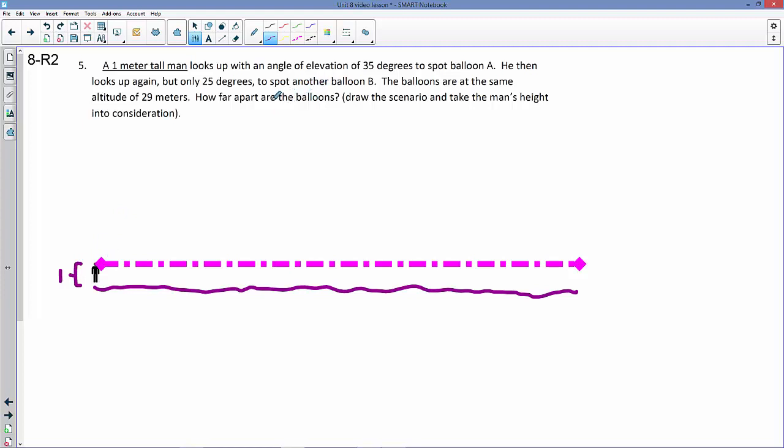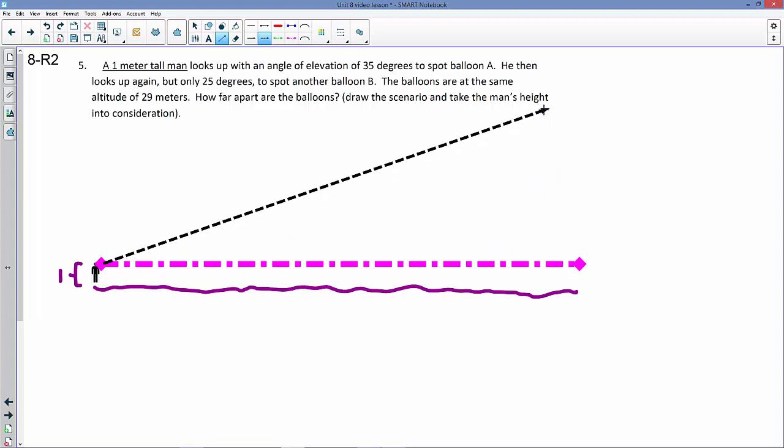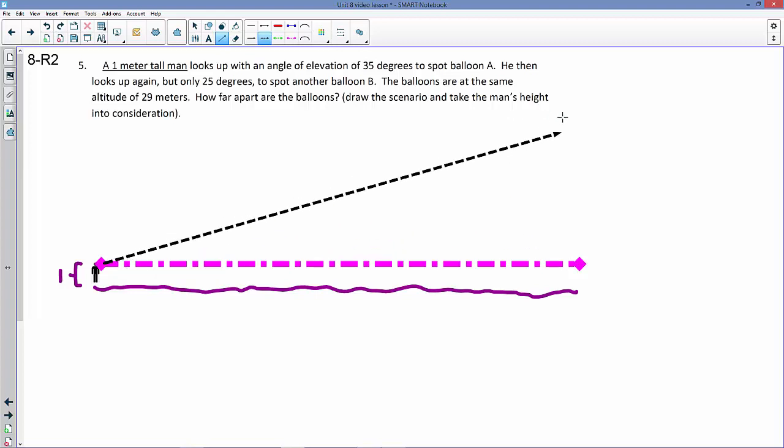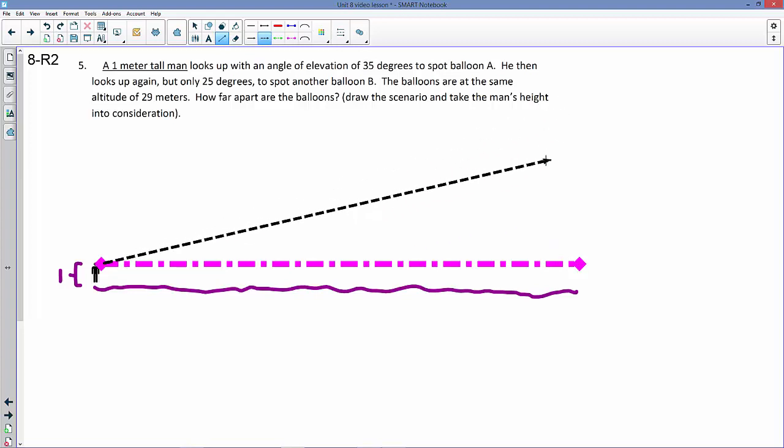So he then looks up, but only 25 degrees to spot another balloon. Oh, so 35 degrees to spot one balloon and then 25 for the other. So again, let's see which one would be more, right? So here's my vision, okay? If I look up 25 degrees, I might only be here, but the 35 degrees would be up here. Now, what makes this problem difficult is that both balloons are the same height. So you may have been tempted to go like this and then like this and put two balloons directly below each other, but that's not how it happened, right?